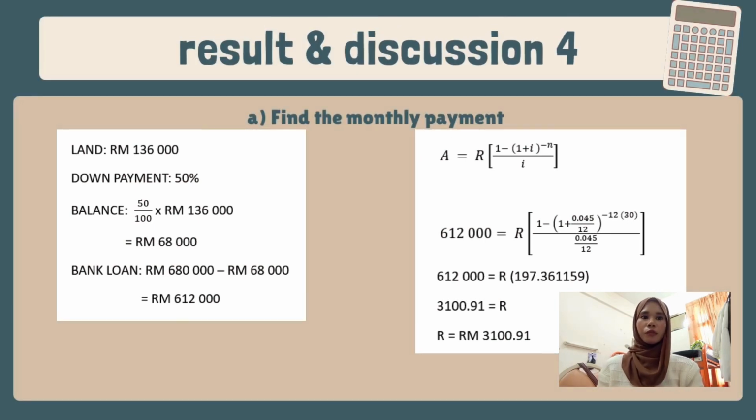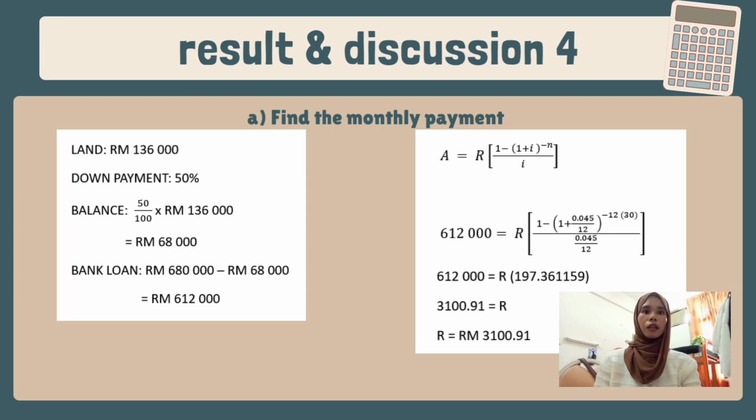We need to extract the information in the question, namely land and down payment. Land is 136,000 and down payment is 50%. We need to find the balance first. So 50 per 100 multiply 136,000, the answer is 68,000 ringgit. Next we need to find the bank loan. 680,000 minus 68,000, so the answer is 612,000 ringgit.